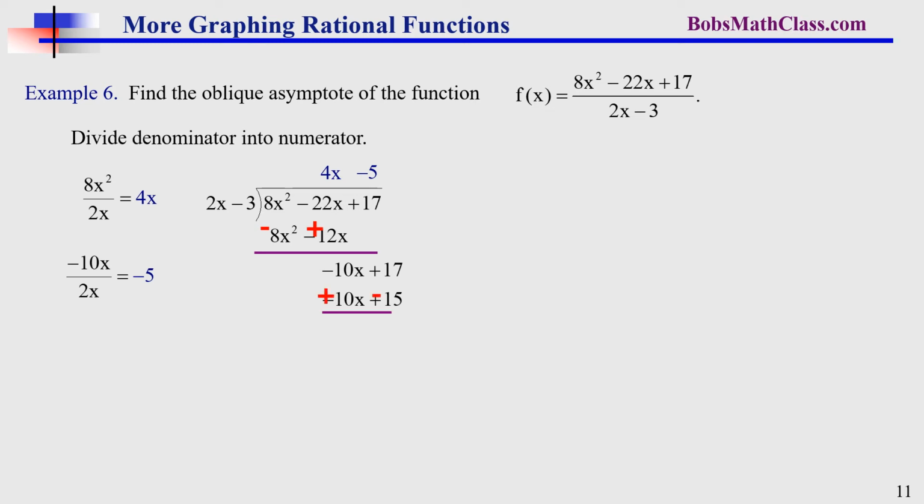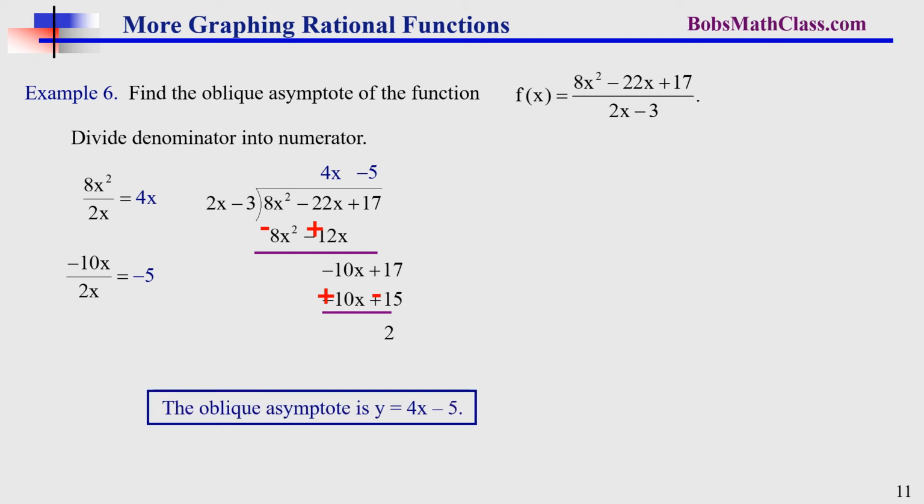Draw a line, change the signs. It even rhymed. The 10x column, that cancels. And we get a plus 17 and a minus 15. That's a 2. That's our remainder, but do we care about the remainder? No. So our oblique asymptote is y equals 4x minus 5.